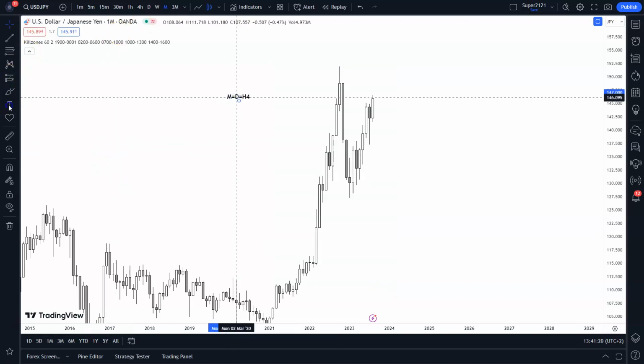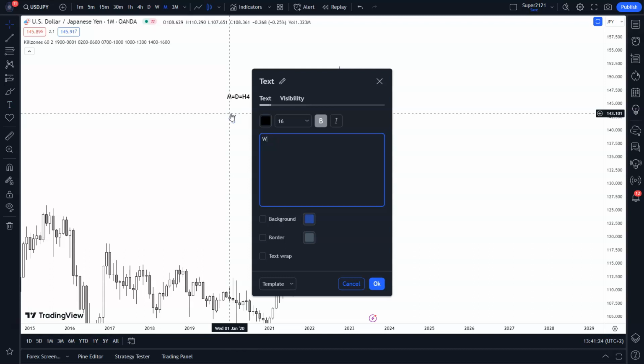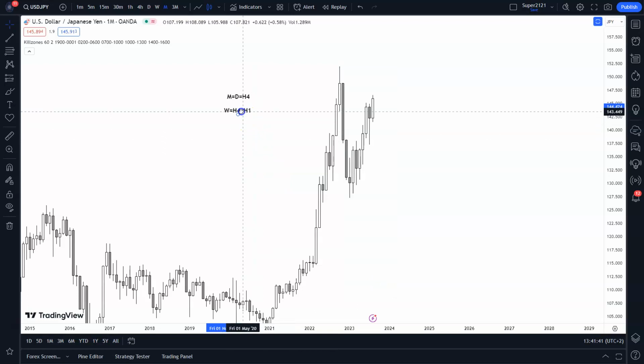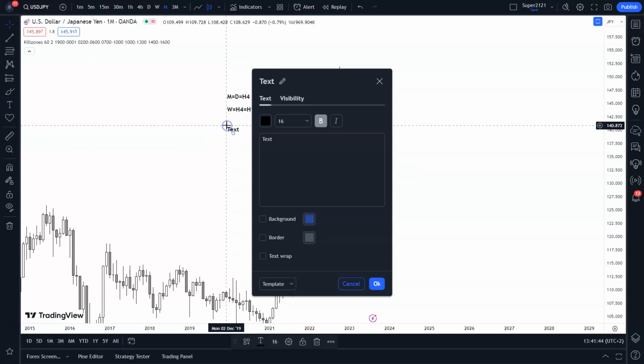So if I have a weekly zone to zone, then I'm going weekly, daily, I'm jumping it, and then I'll say H4, H1. Then we're going to have daily. Yes, H4 will give you a problem, so we can have H1, M15.